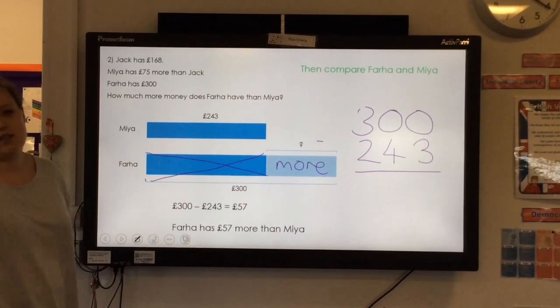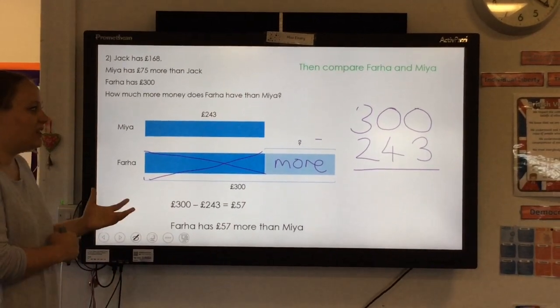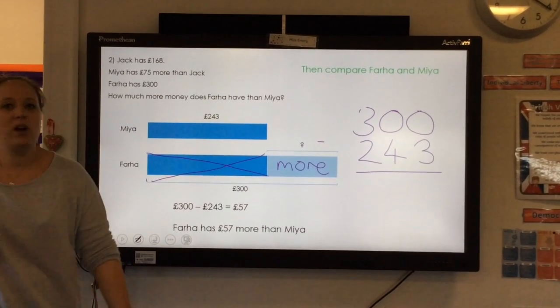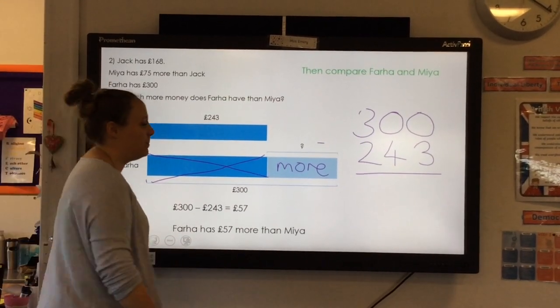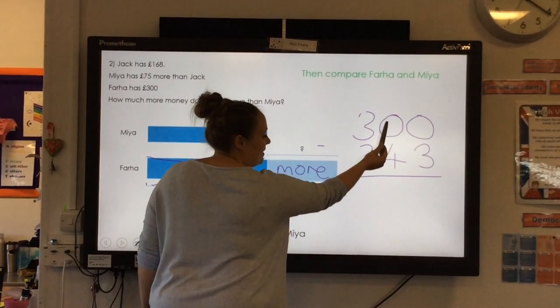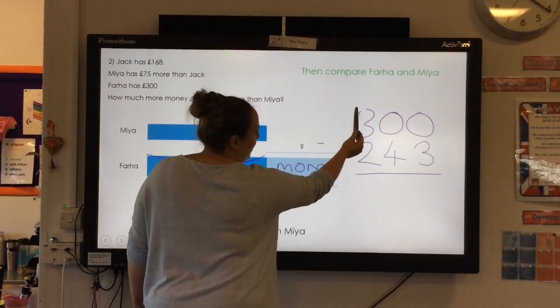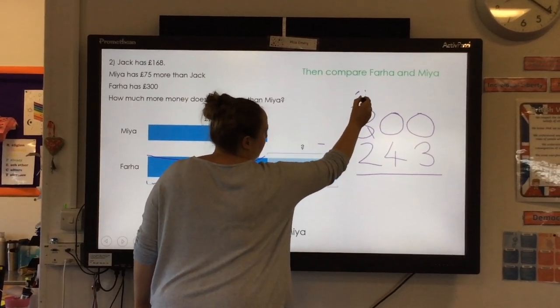you definitely can't just turn them around to make it better. Now normally we'd need to exchange a 10 into 10 ones, but there's none there either, so we have to go up to the hundreds. So we can't do 0 take away 3. We'd go to the tens, but we can't do that either because there's none to take, so we have to go up to the hundreds. 3 hundreds becomes 2 hundreds.